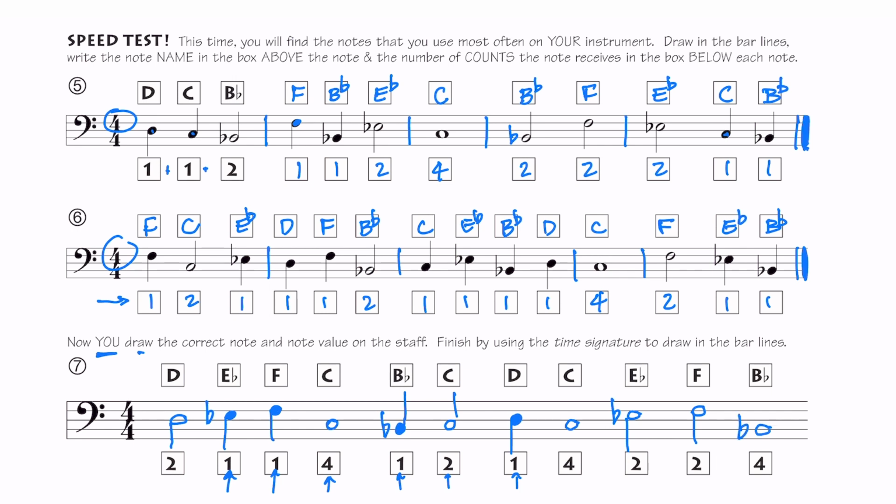Now let's go back and draw in the bar lines. So every 4 counts. 1, 2, 3, 4, bar line. 4, bar line. 1, 3, 4, bar line. 4, bar line. 2 plus 2 equals 4. And a whole note is 4 counts by itself. And there's your double bar line at the very end.